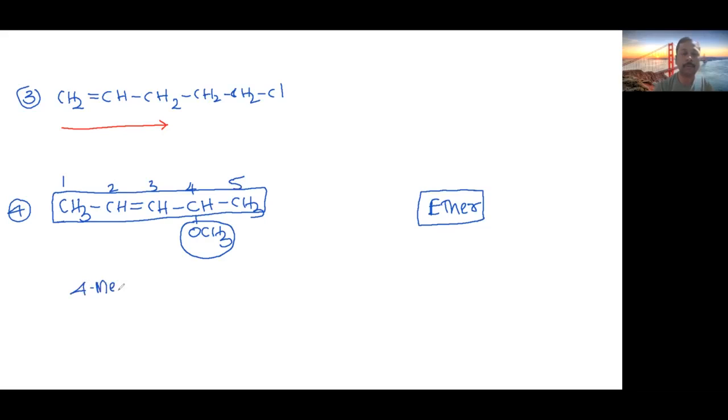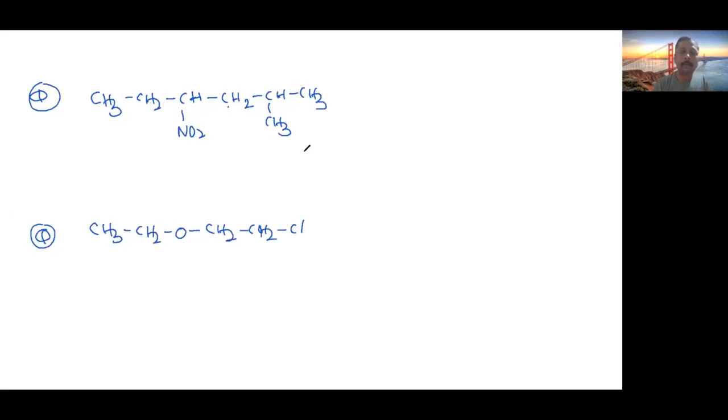So 4-methoxy pent-2-ene. Okay, this will be the name of this compound. Okay, in these two examples, one is about giving preference according to functional group or substituent.